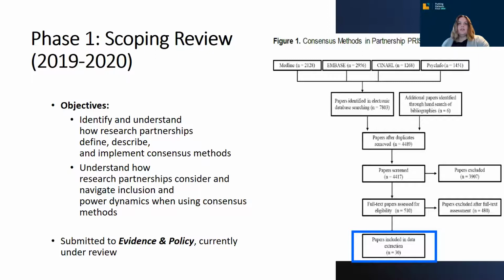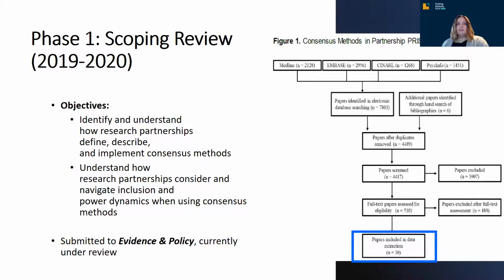So we did a search of 4 databases, and we ended up with 30 studies that we extracted data from. And one of the things we were looking for would be mode of delivery, the actual type of consensus method, the degree of facilitation, benefits and challenges, as well as just how research users or patient partners were included in those methods. So what we found is that around 11 different consensus methods were used, the most common being the Delphi, which was no surprise.